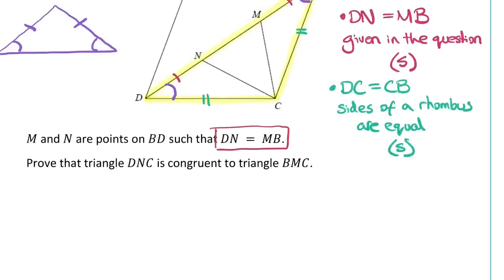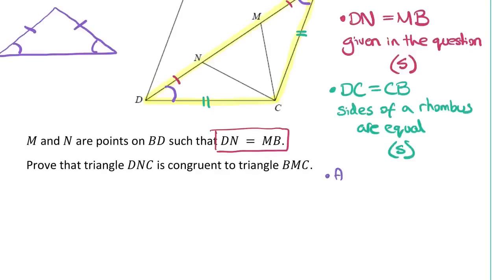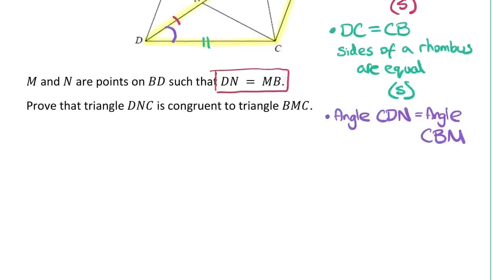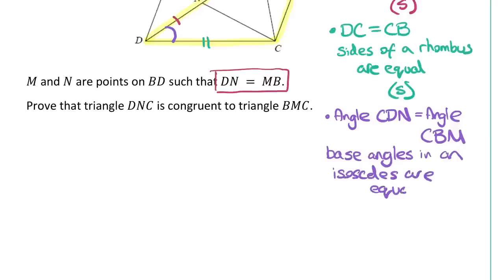So we can say angle, let's have a look, angle CDN. Let's make sure that doesn't look like an M. There you go. CDN is equal to angle, which one is it? CBM. There we go. And the reason is base angles in an isosceles are equal. And that was our angle.